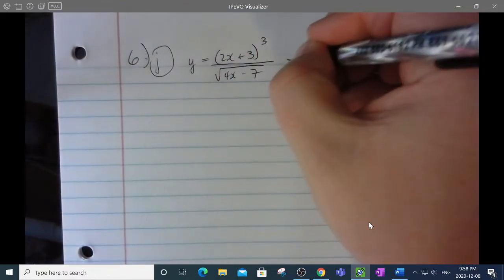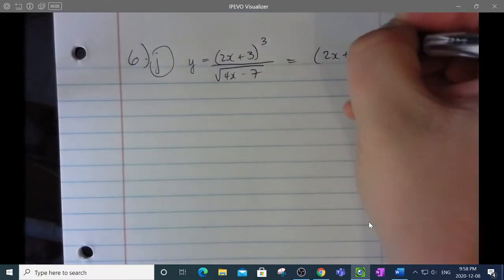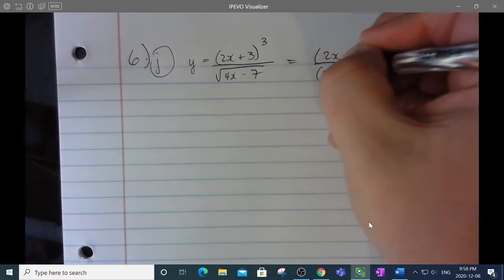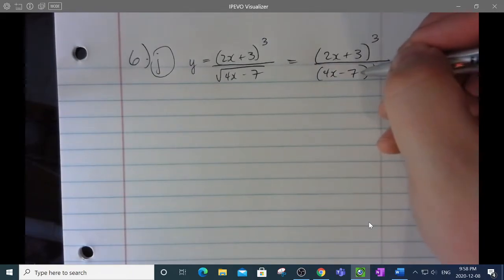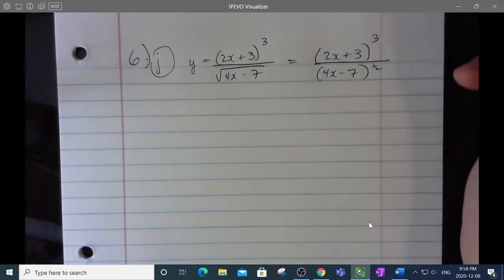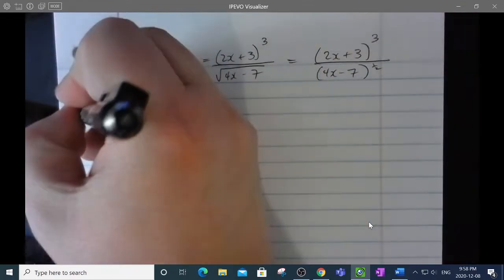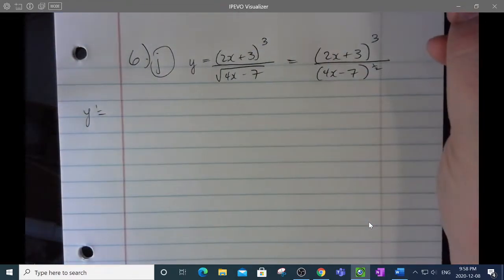Okay, so step one is let's turn that into something more differentiable. (4x minus 7) to the 1/2. And I'll leave it down there in the denominator and use the quotient rule. And of course, with the quotient rule, you're going to end up using chain rule. So y prime, you got to give myself a lot of room. This one's going to be long.